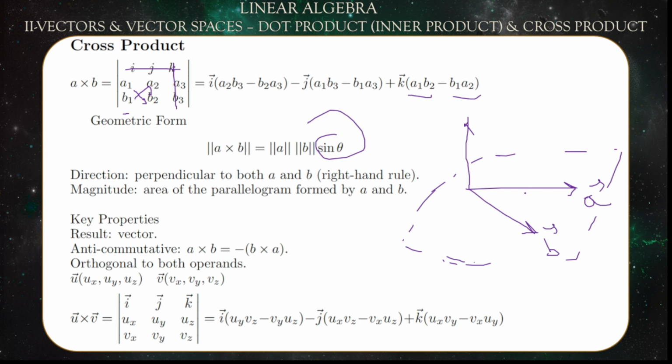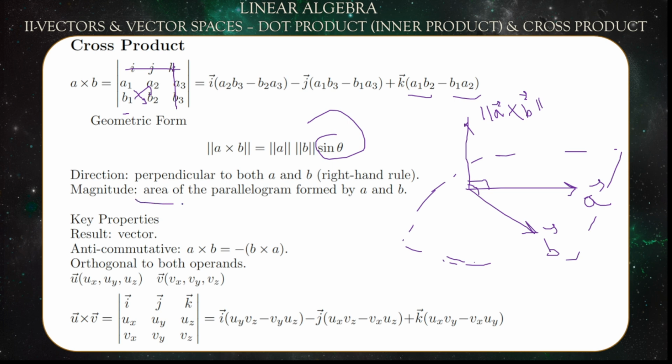Because when you have two vectors, there would always exist a plane where A and B coexist. So this cross product, A cross B, is a vector that is orthogonal, having an angle of 90 degrees with both A and B at the same time, or with the plane encompassing A and B.